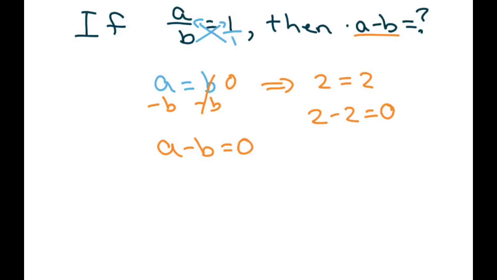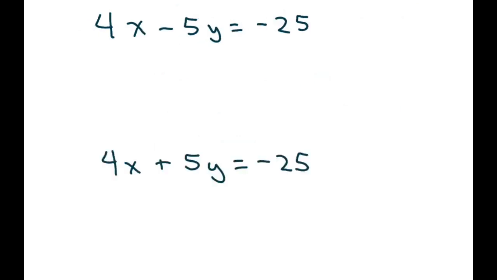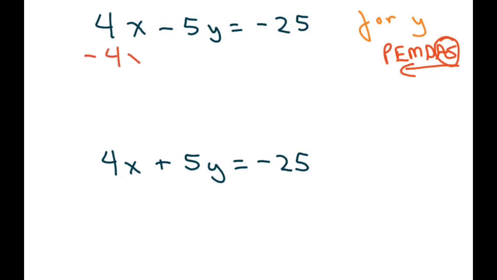Okay? And the last one is this one. We're going to solve for y. I went ahead and wrote it both ways so you can see the difference. So the first thing we kind of want to do is solve by doing PEMDAS backwards when you're solving. So we're going to ask ourselves, is there anything we could add or subtract to help isolate the y? Yes, we can subtract the 4x.